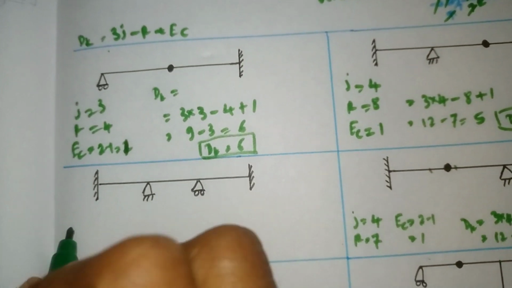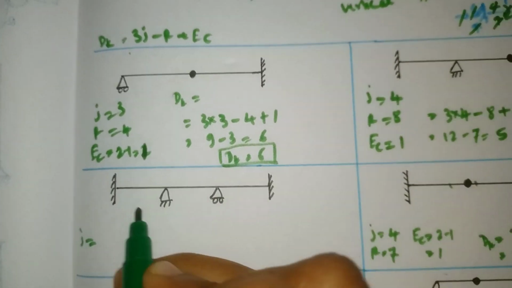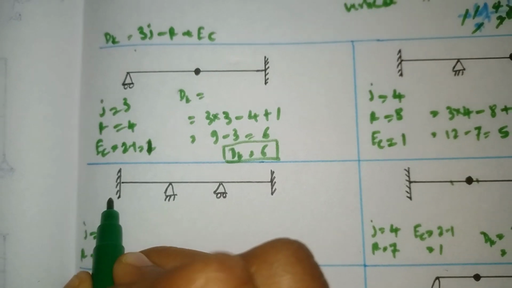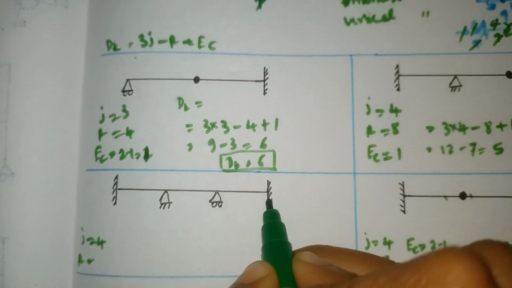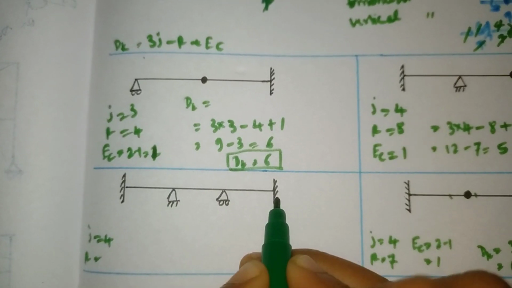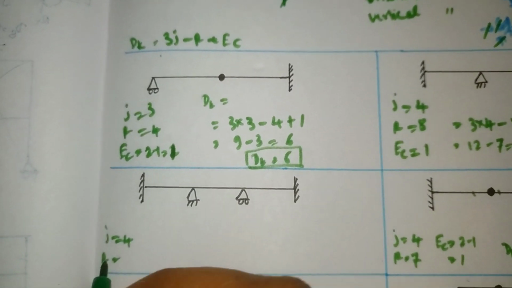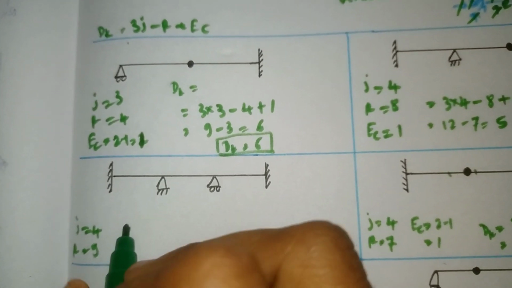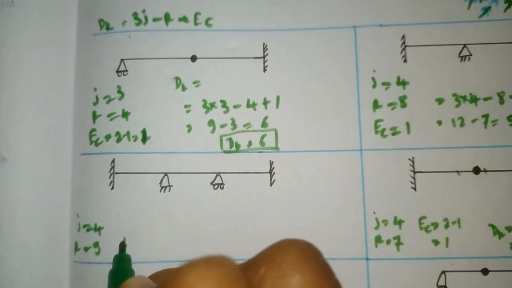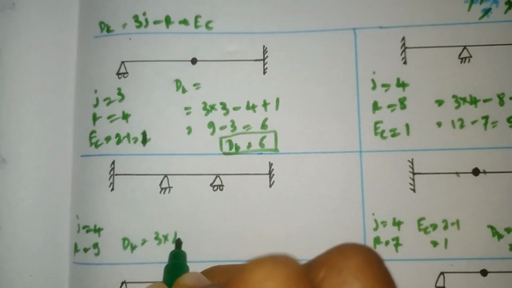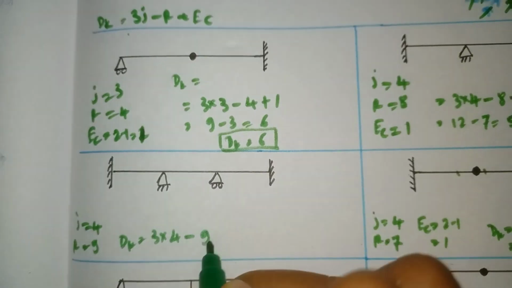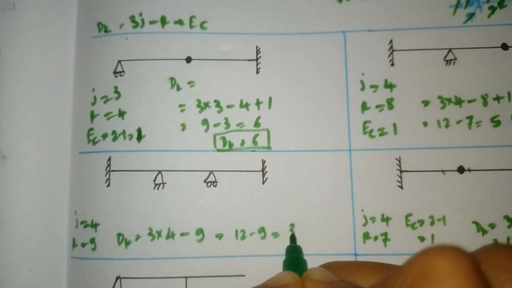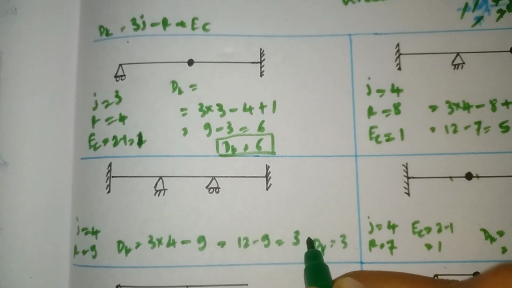So we'll see one more problem. How many joints? 1, 2, 3, 4. How many reactions? At fixed 3, hinge 2, roller 1 and fixed again 3. So 3 plus 3 is 6, 7, 8, 9. Total unknowns are 9. There is no internal hinge, so our ec value is 0. Now substitute in our value. DK is equal to 3 into joints 4, minus unknowns 9. 3 into 4 is 12, 12 minus 9. Our answer will be 3. So DK is 3.